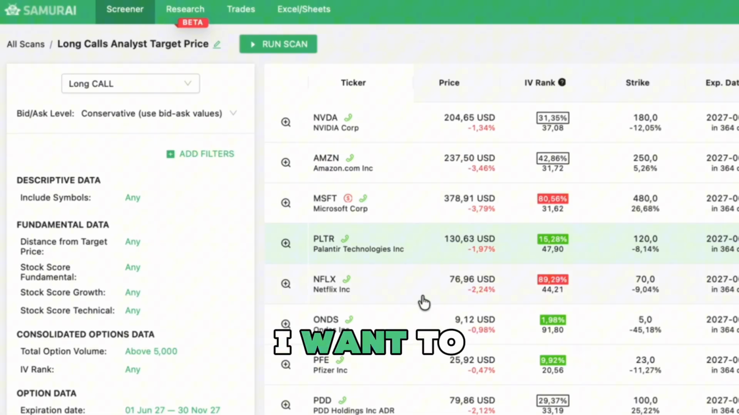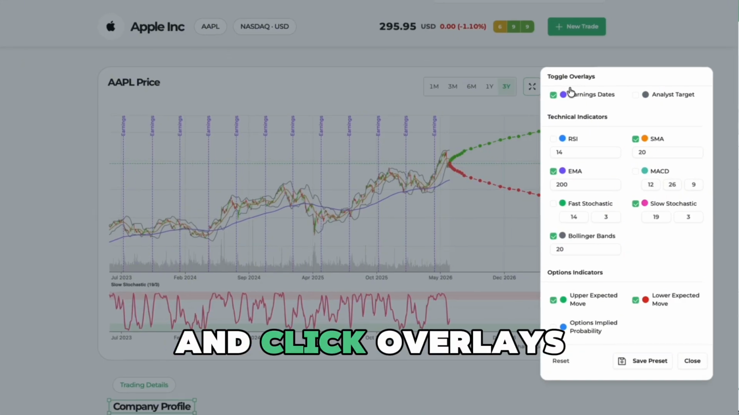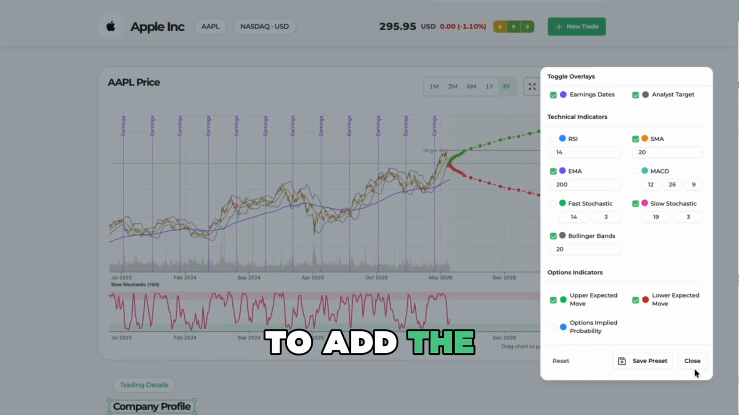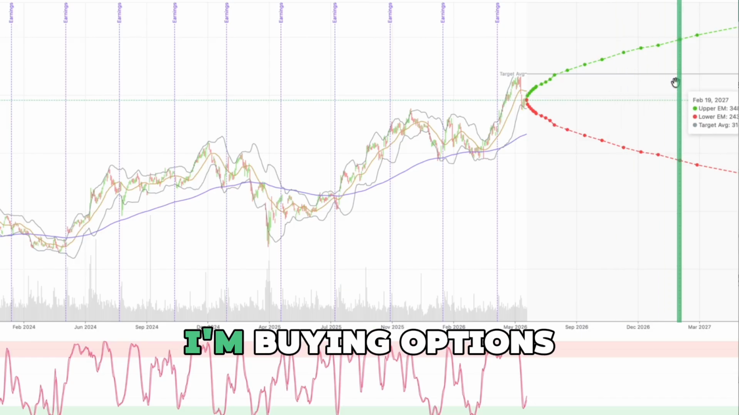The last trick I want to mention today is within the Research feature. Go to the main chart and click Overlays to add the analyst target price. Now it's right there on the price chart. I love having this up when I'm buying options.